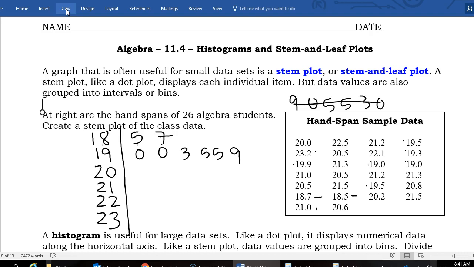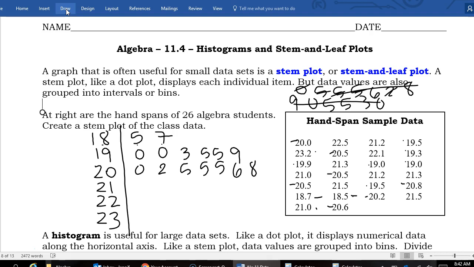So I wanted to write them out so that I could organize them lowest to highest. And we'll look for my 20s and do the same thing. I see 20.0, 20.5, another 5, another 5, 6, 2, and 8. So that would be 0, 2, 5, 5, 5, 6, and 8.